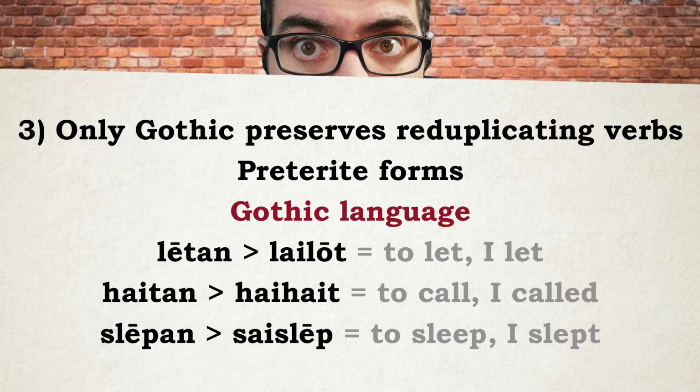Let's say that the other languages, maybe because attested later, had already been affected by the intensive stress accent, thus losing the first one of the two reduplicating syllables. But that hadn't happened yet in Gothic, where the verbs of the 7th class still show a two-syllable root. See also hetan, to call, which becomes hehet in the preterite form, or slepan, to sleep, which becomes seslep. Remember, we had the same originally Indo-European phenomenon in Latin and Greek as well.